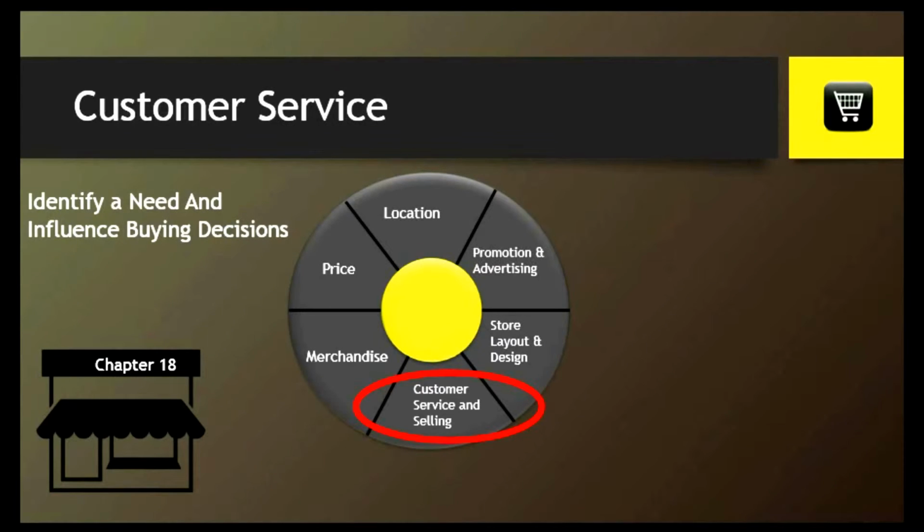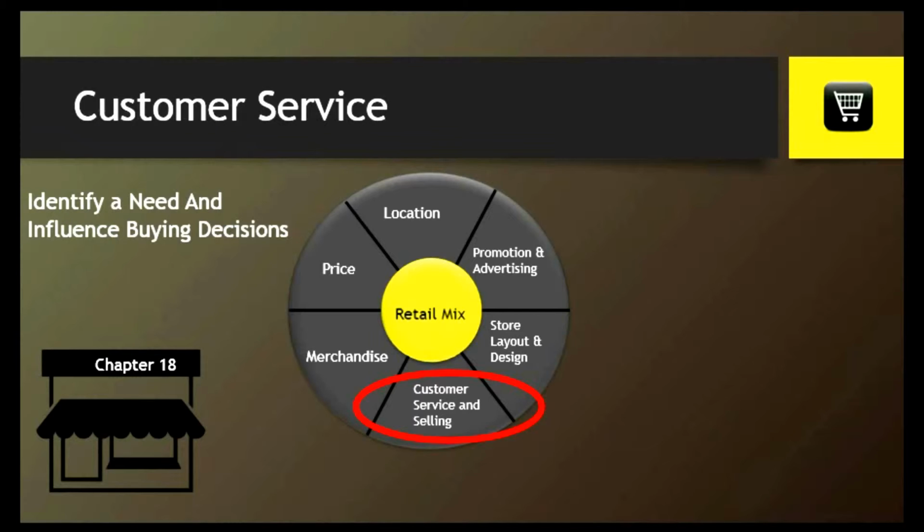It's a lot of different pieces: location, price, merchandise, store layout, design, promotion, advertising. And again, all this is done to identify a need and influence buying decision. However, customer service is a huge part of that retail mix as we identify a need and influence buying decisions.